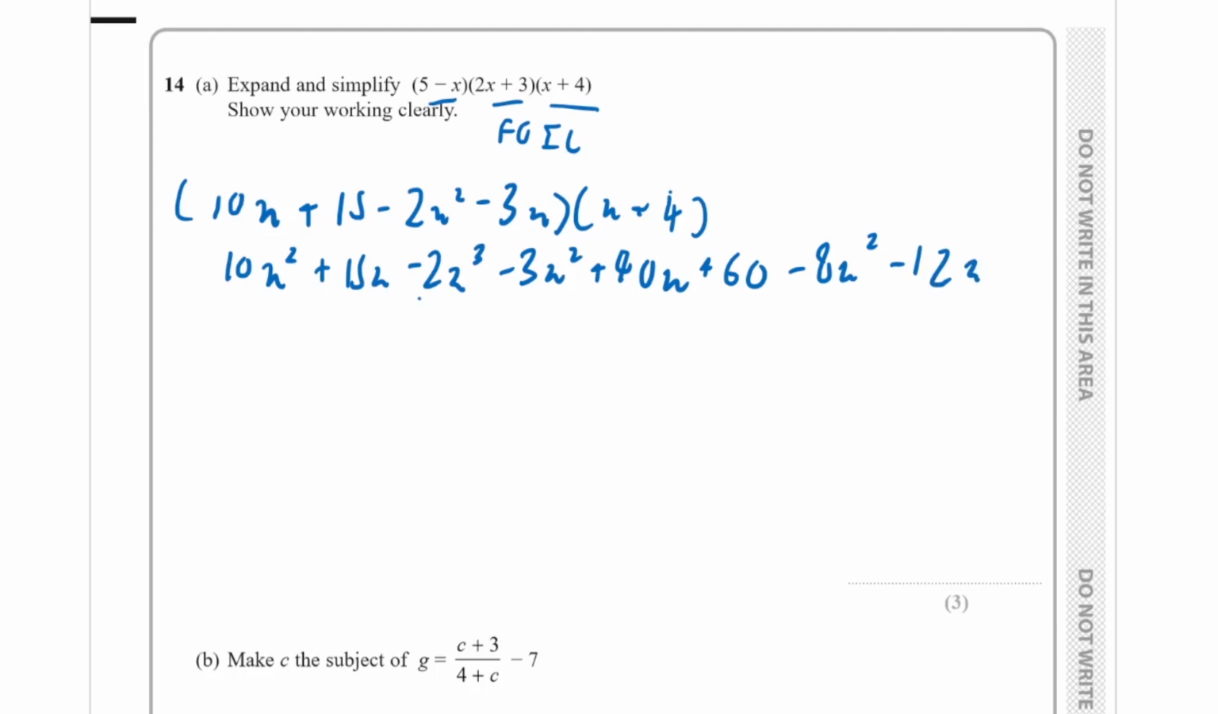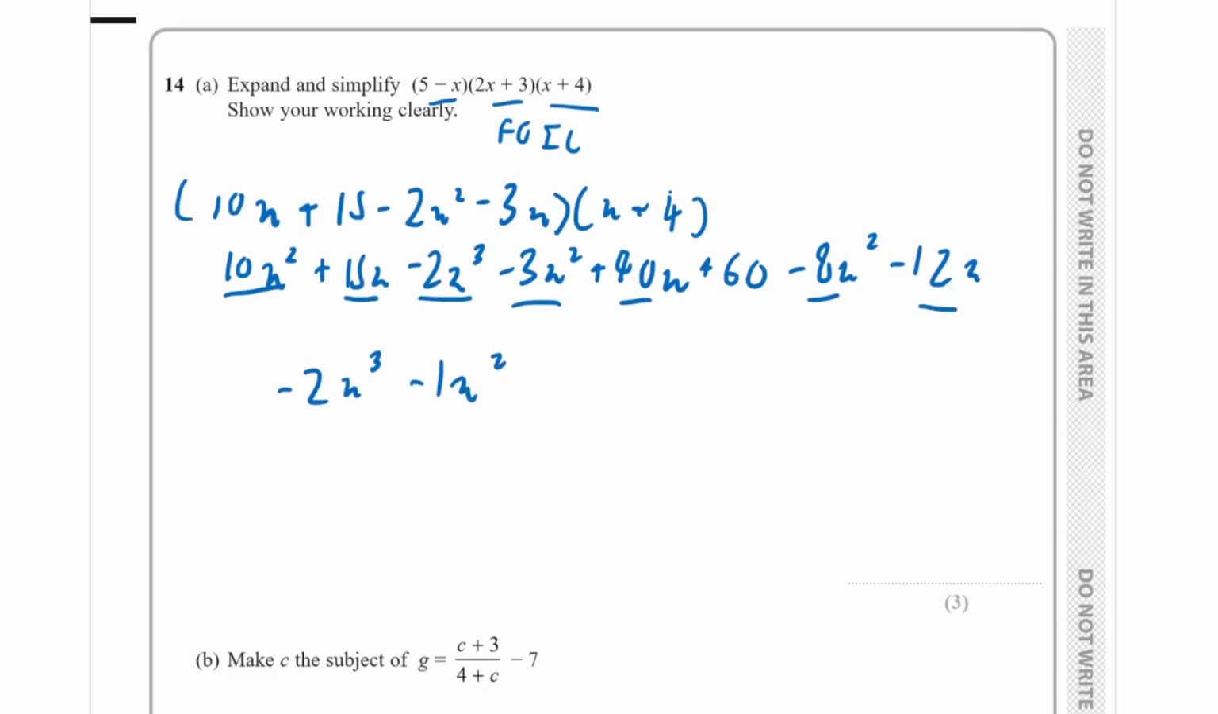Now we combine all the like terms. For x cubed, there's only one like term. For x squared, we have three different like terms. So 10 minus 3 is 7. 7 minus 8 is negative 1. So negative 1x squared.